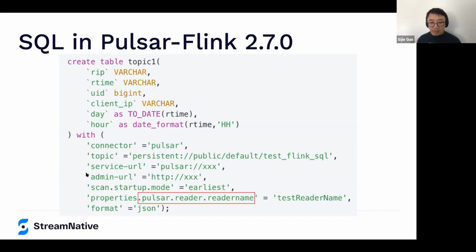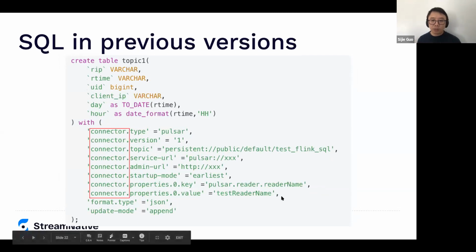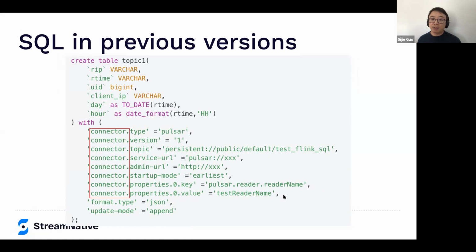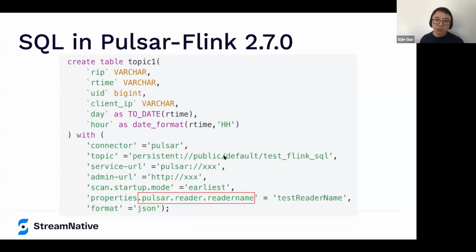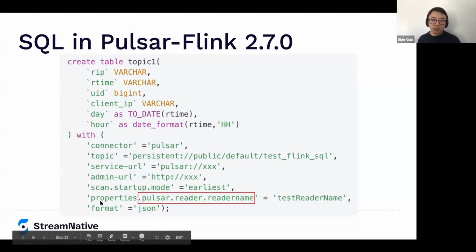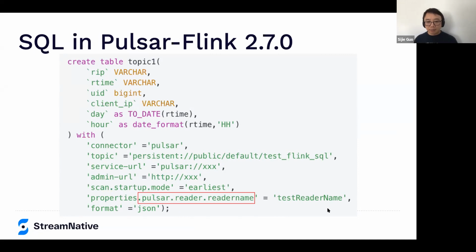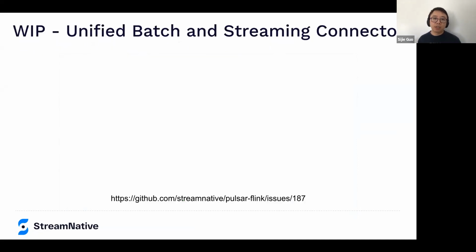And another thing here is when you want to specify the Pulsar client configurations, you have to specify in a very weird way, which is connector.property.0. You need to specify the key value pairs. In the 2.7.0, it will become much easier. You just need to use properties.Pulsar settings and the value. So this is the difference when you want to migrate from the existing version to a newer version.